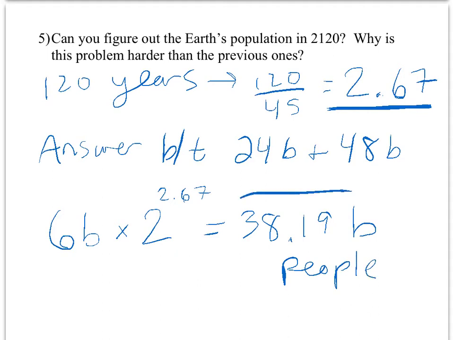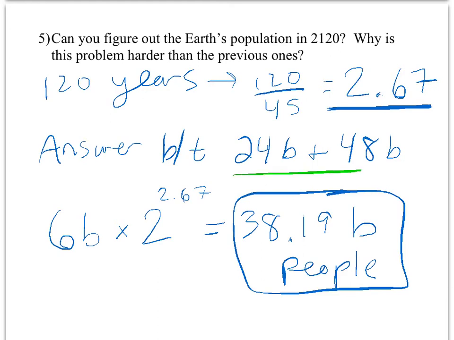So this was harder than the last example because when I divided the number of years by 45, I didn't get a whole number. So I couldn't double a whole number of times. But that's okay. We just follow the same procedure. We do 6 billion times 2 to the however many sets of 45 there were. And in this case, it was 2.67. And the answer makes sense because it did come out in the region that I expected it to, between 24 and 48 billion people.